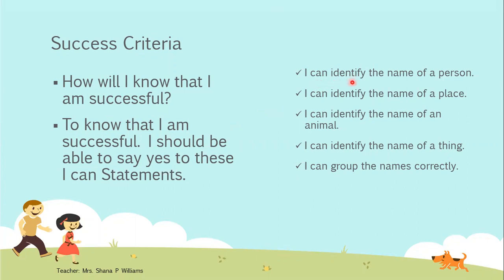One, I can identify the name of a person. Two, I can identify the name of a place. Three, I can identify the name of an animal. Four, I can identify the name of a thing. And five, I can group the names correctly. So if your answer is yes to all of those I can statements, then you will be successful. So that is how you will know that you are successful.